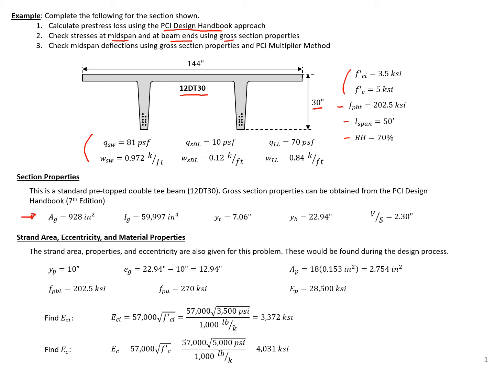In terms of strand area and eccentricity and material properties, we're going to assume we already designed the beam to have 18 half-inch diameter strands with a height of 10 inches from the bottom. And they're going to be straight strands along the length of the beam. We have other information on our strands given here. We can calculate the release modulus and the modulus using the ultimate concrete strength, just using our ACI 318 equations shown here.